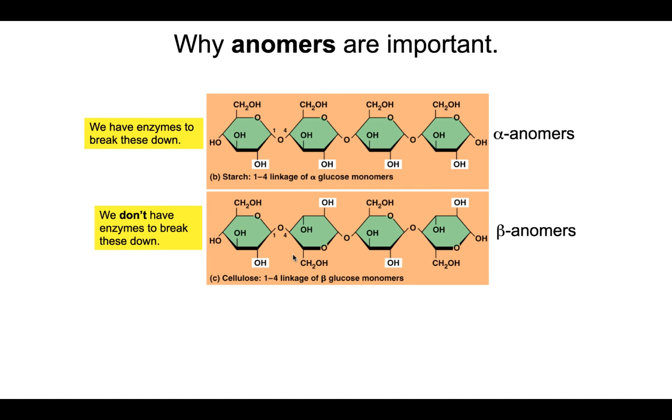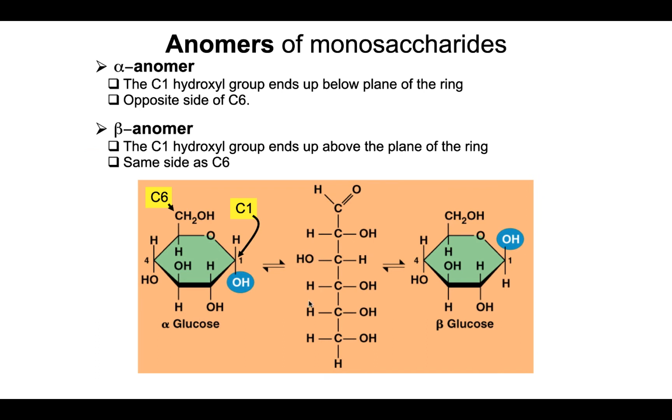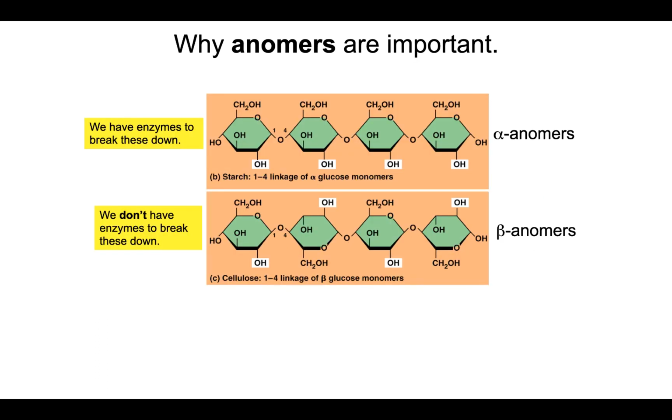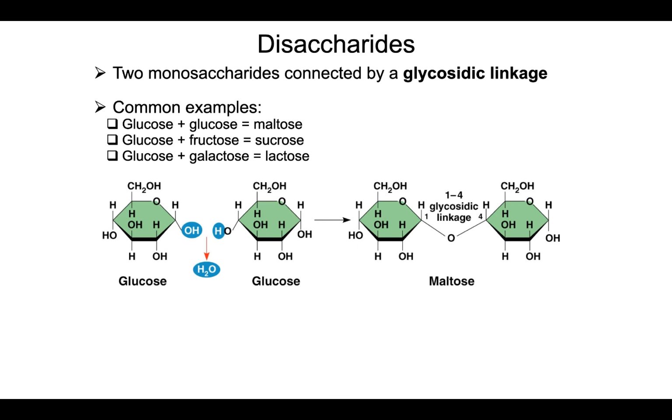That is insoluble fiber. It's helpful to clean us out, but it's not going to provide any energy for us. So, anomers, they look subtly different, but they have very big consequences in the structure and function of the molecules they are involved in. All right, so make sure that you go back and you review all the different ways that two monosaccharides can be different from one another.